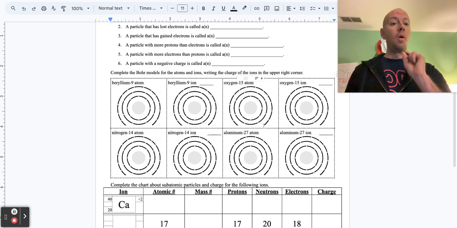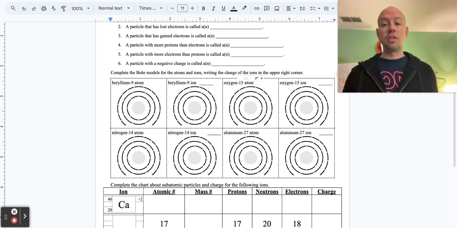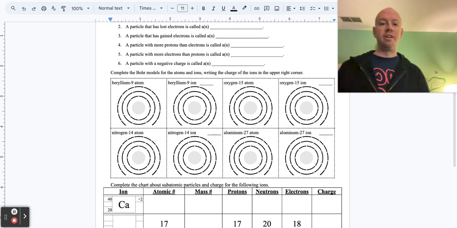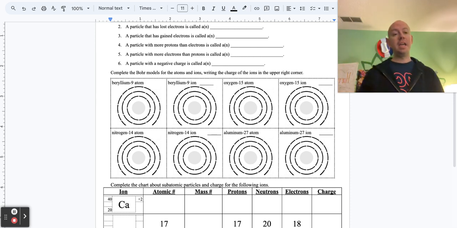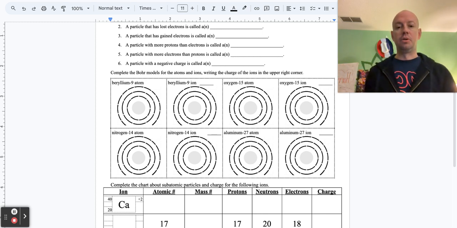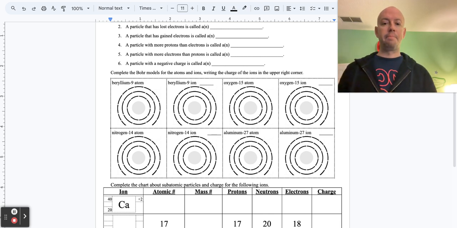Bohr models. One thing that's going to be the same with these Bohr models and the ones that we did earlier is that the protons for beryllium, oxygen, nitrogen, and aluminum are the exact same no matter what else changes. So they're not the same as each other. Sorry if that was confusing. They are the same as every other atom or ion of beryllium. So we find beryllium on the periodic table and we know its protons, whether it's an atom or an ion. Same thing for oxygen, same thing for nitrogen and for aluminum.